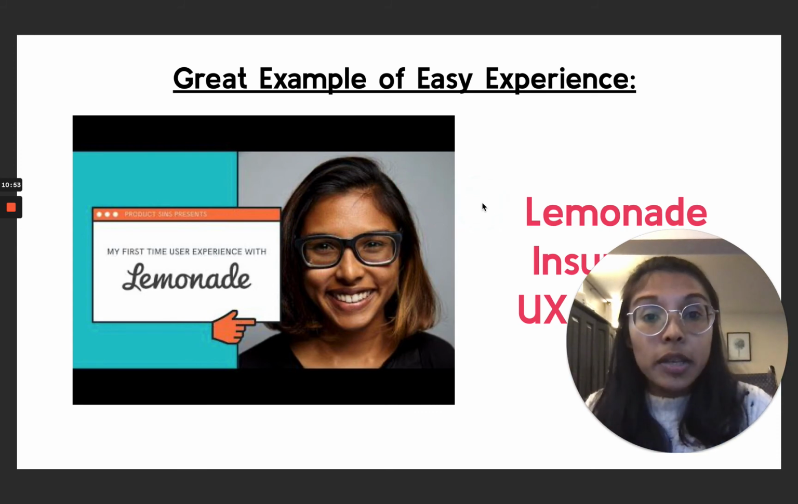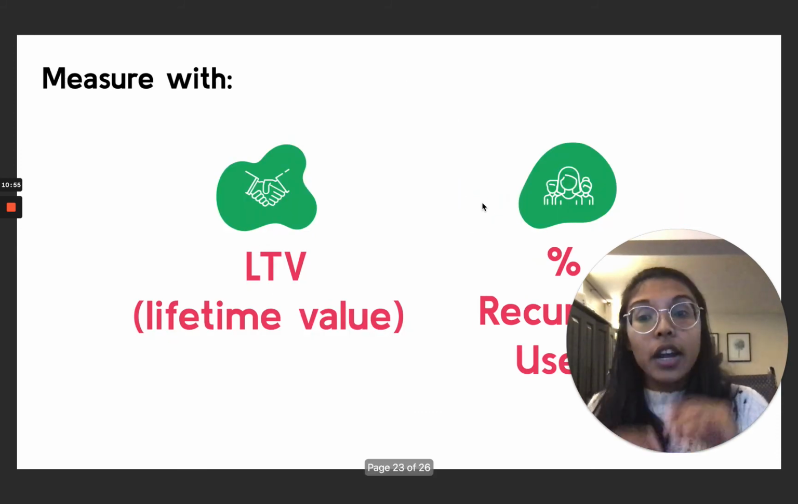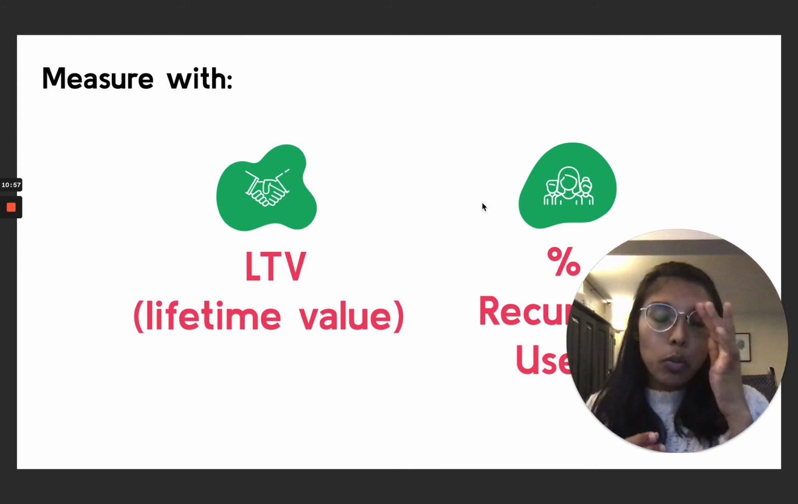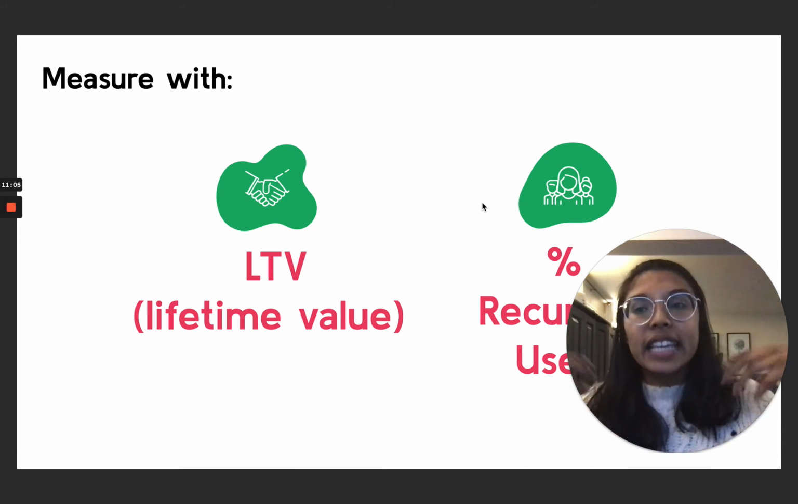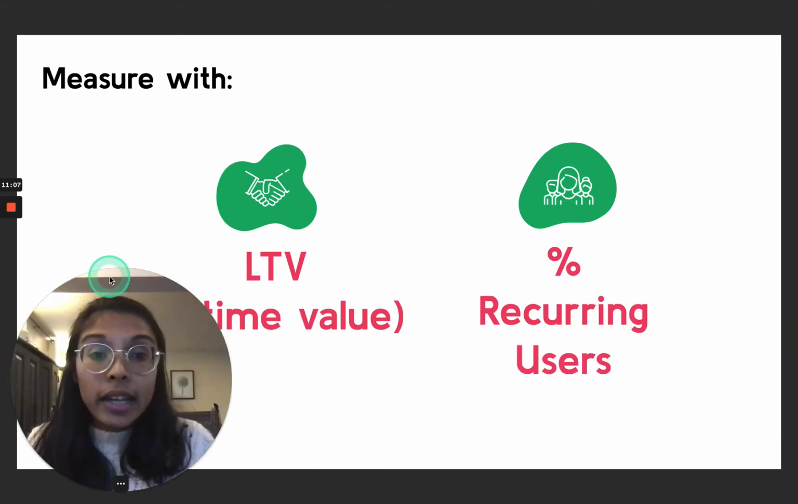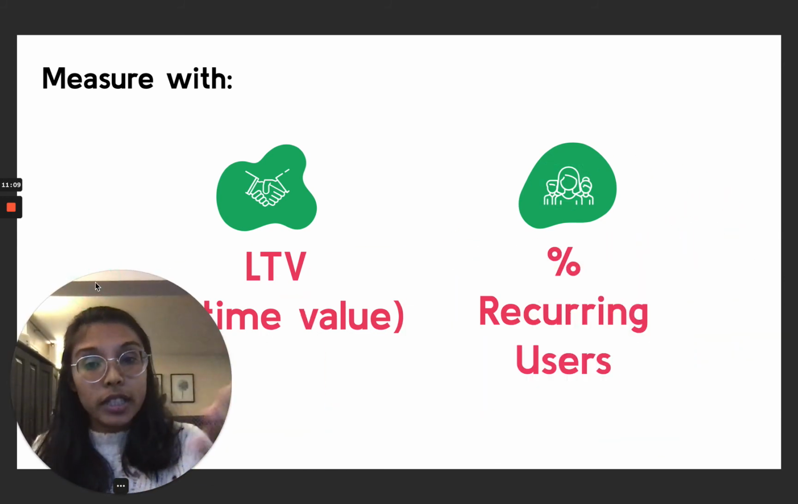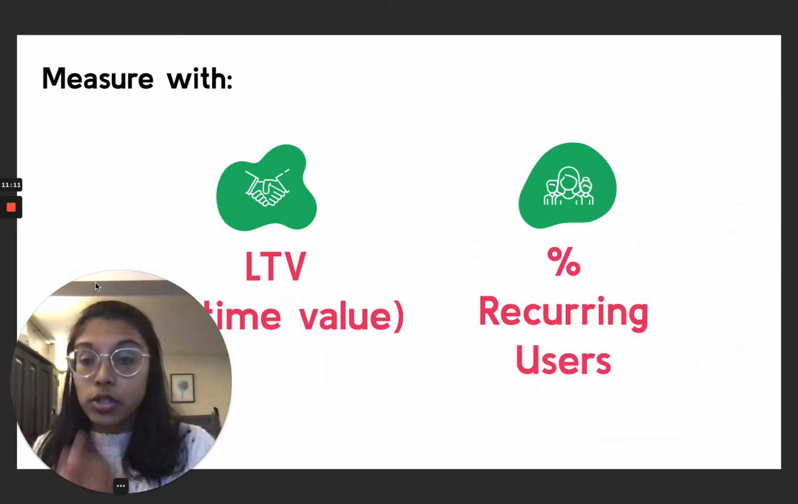Two ways that you can measure the grit score are with your lifetime value. So we're looking to have people come back after their first time user experience. Of course, we want to give them such a really strong value add that they keep coming back. And so I look at the percentage of recurring users and then how much those users are spending, the LTV, the lifetime value.